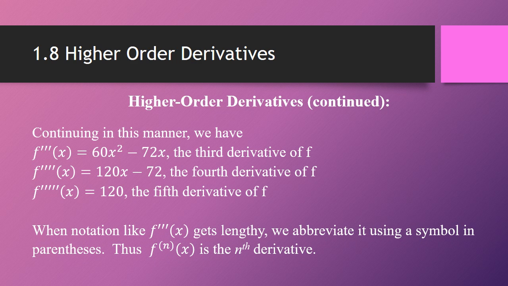Now, this notation gets a little bit long, as you probably noticed. So after the first couple of derivatives, we start to use a little different notation. We will write an f, and then up in parentheses, what looks like a power, but it's not, will be a number, and then x, and that will indicate the derivative. So an f with a 2 there would be a second derivative.